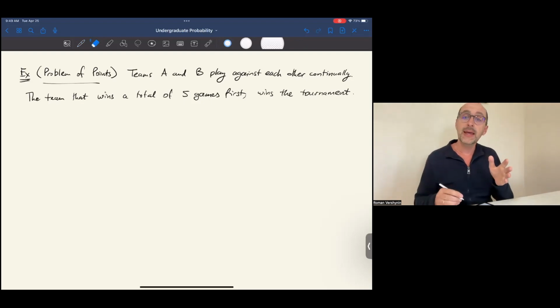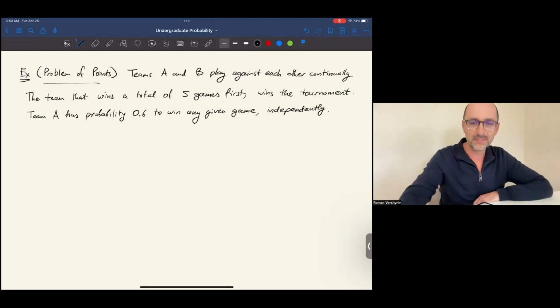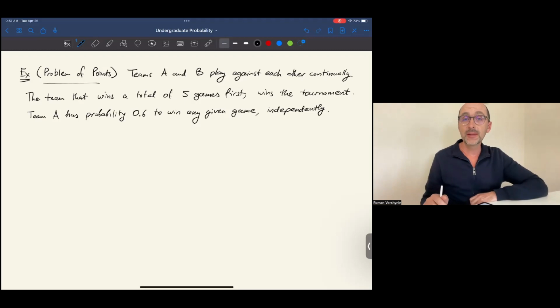Now, assume team A is a little stronger than team B. Specifically, let's assume that team A has probability 0.6 to win any given game, independently of the other games. Let's compute the probability that team A wins the tournament.